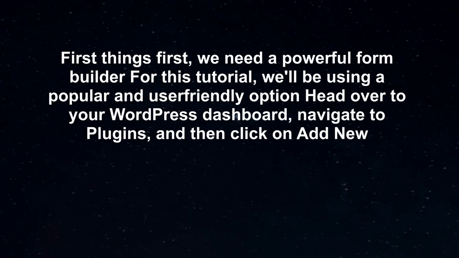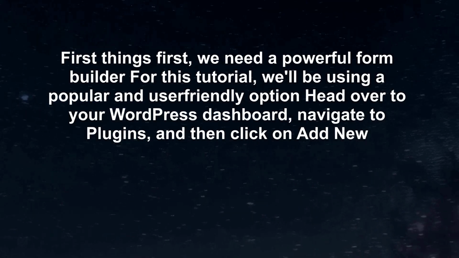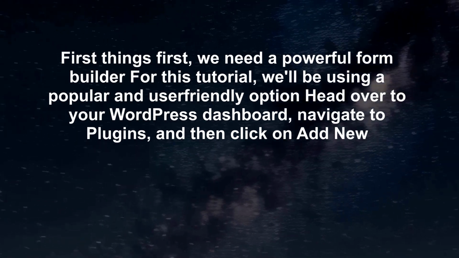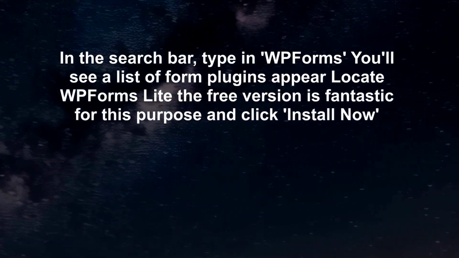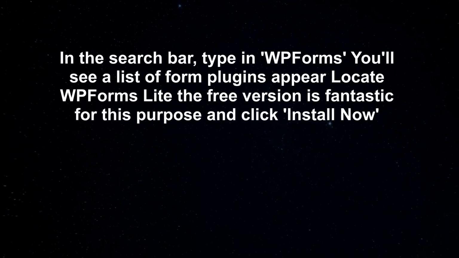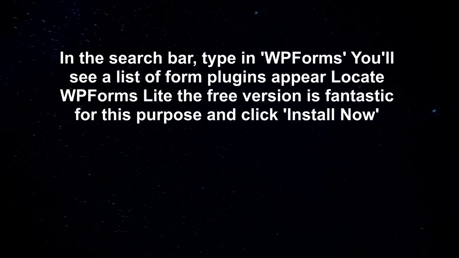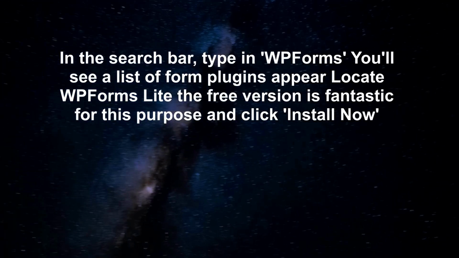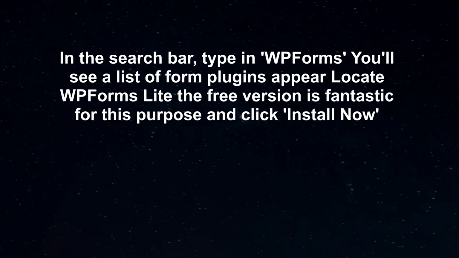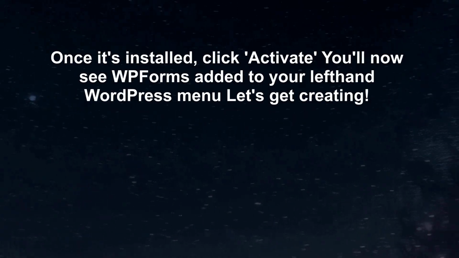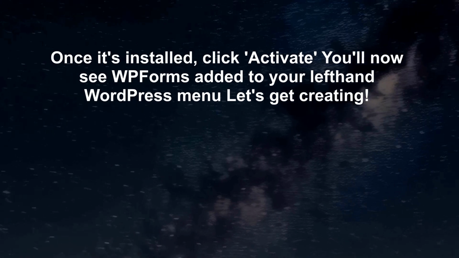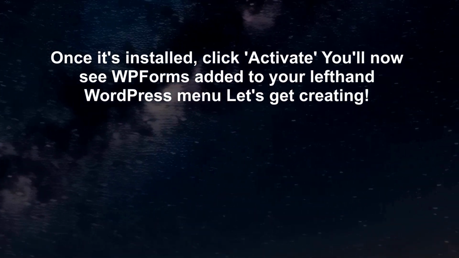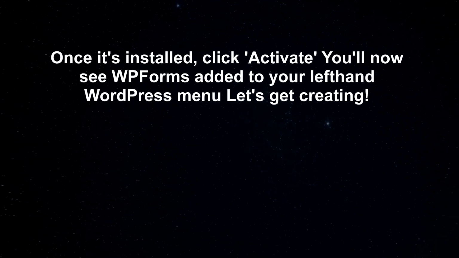Head over to your WordPress dashboard, navigate to Plugins, and then click on Add New. In the search bar, type in WP Forms. You'll see a list of form plugins appear. Locate WP Forms Lite. The free version is fantastic for this purpose, and click Install Now. Once it's installed, click Activate. You'll now see WP Forms added to your left-hand WordPress menu.